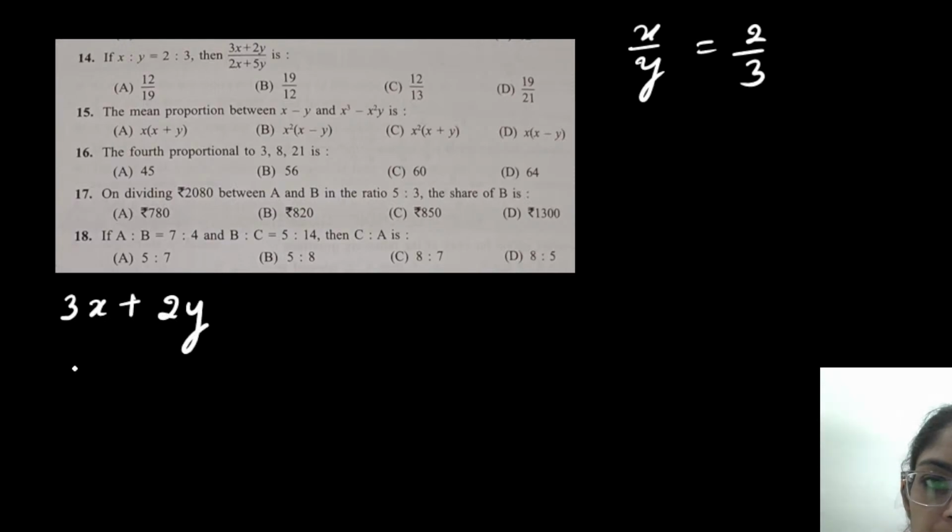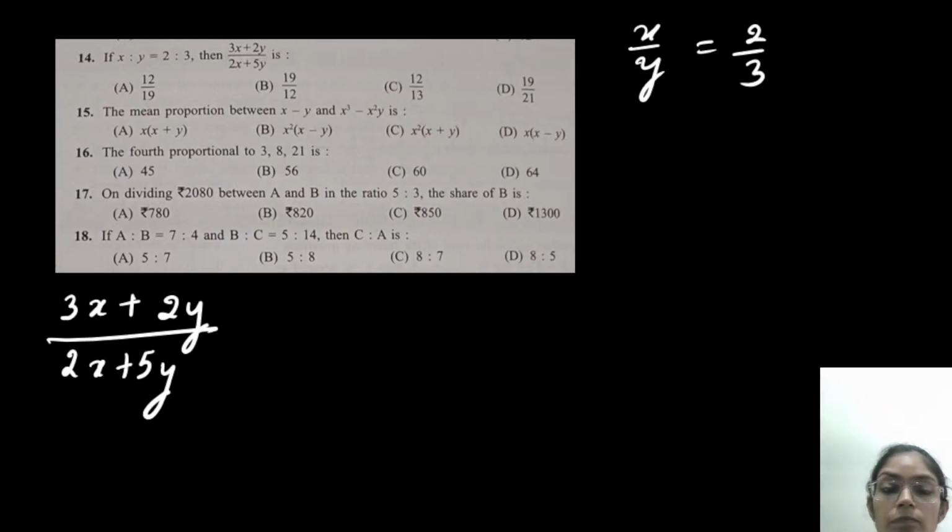So if it's given to us, similar type of question, x by y is equals to 2 by 3. What we have to do, we have to find the value of this expression: (3x plus 2y) by (2x plus 5y). So this question we have to do. Same way, let's shift y to the other side. So x is equals to 2 by 3 y.